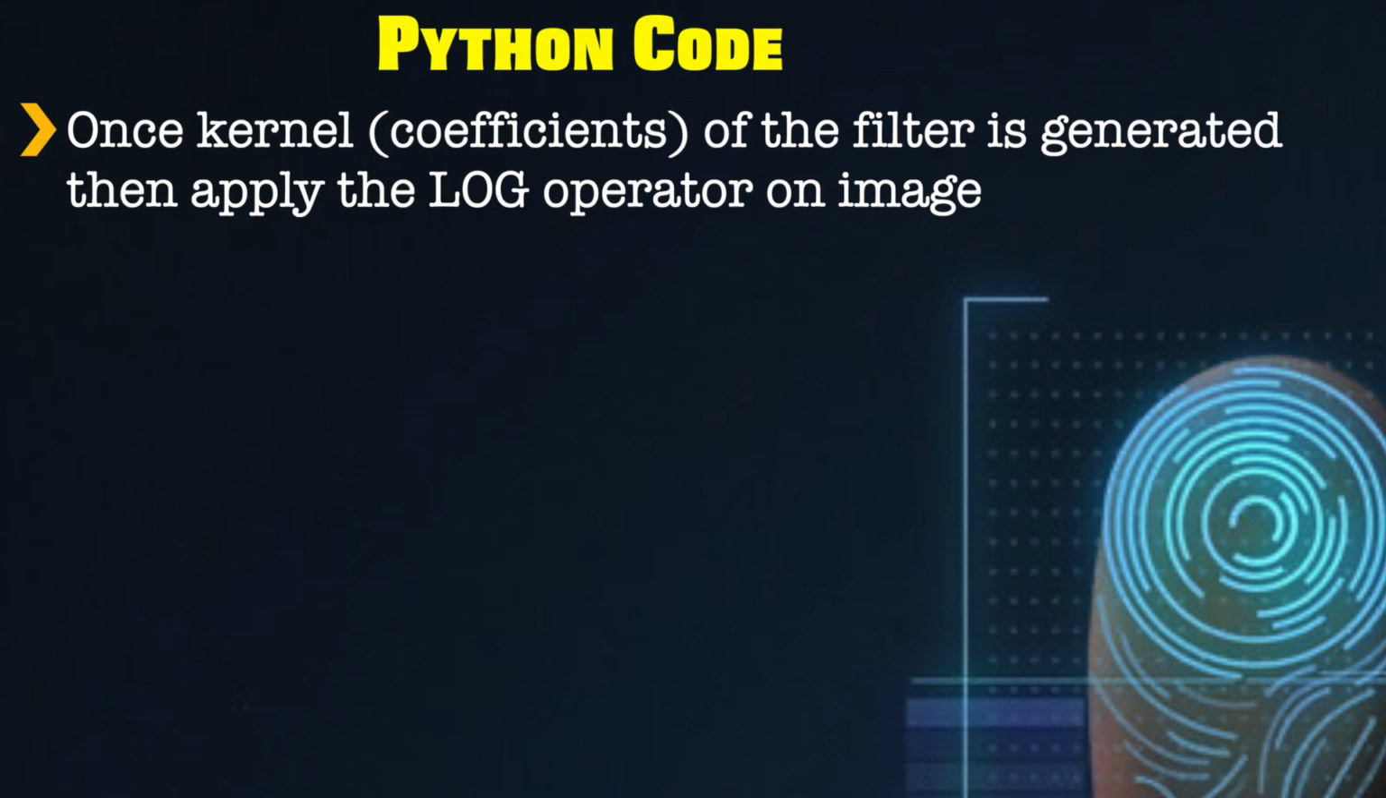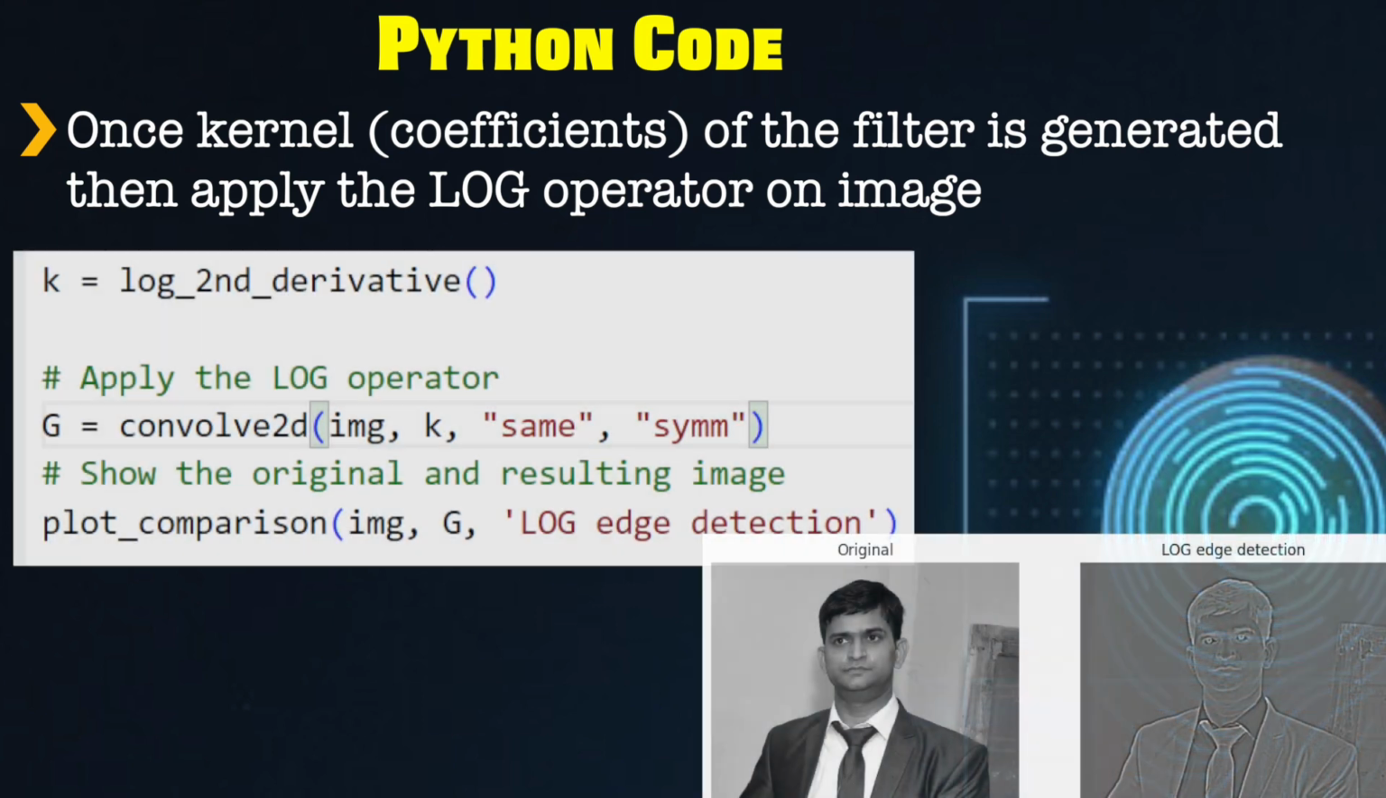Once the kernel coefficients of the filter are generated, then you can apply the Laplacian of Gaussian operator, I am saying LoG operator, to the image. To apply this, you have to use convolution. The convolve2D command is available, so you can apply this command to the image so that the result remains the same. Now to see the original image and the resultant image after this Laplacian of Gaussian based edge detection, you have to use the plot comparison command.